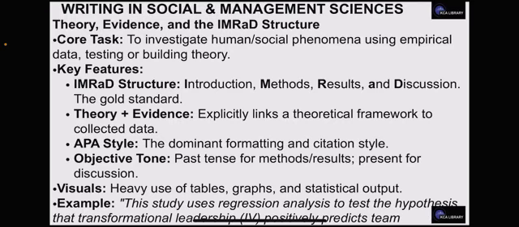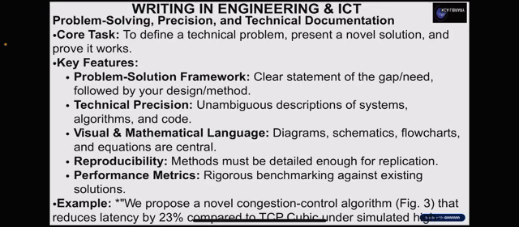Four is the objective tone. We make use of past tense for methods and results, and present for the discussion, as we have in the IMRaD structure. Visuals also: it requires the heavy use of tables, graphs, and statistical outputs. So an example under this is: this study uses regression analysis to test the hypothesis that transformational leadership positively predicts team performance.